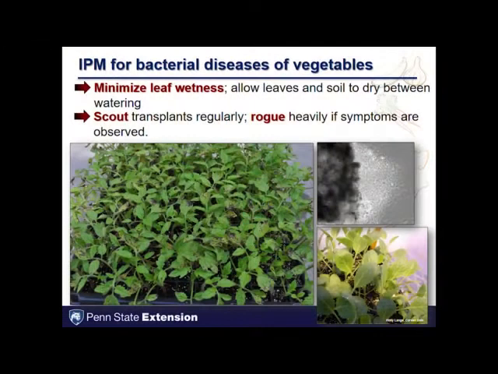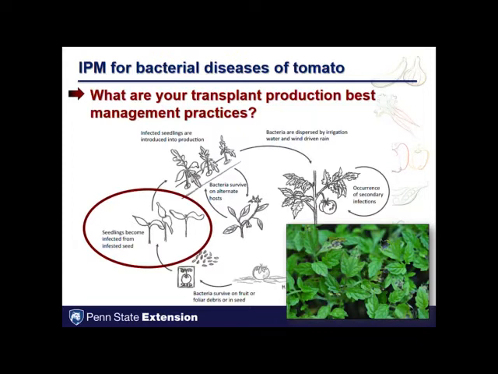So minimizing leaf wetness, allowing drying cycles between watering so those plants don't stay wet. Roguing out flats. Roguing is really important. If you have a flat of tomatoes that is littered with bacterial spot, you really need to get rid of that flat and all of the flats around it. You can assume that those bacteria have moved from that flat and have spread around. So, management practices in transplant production.